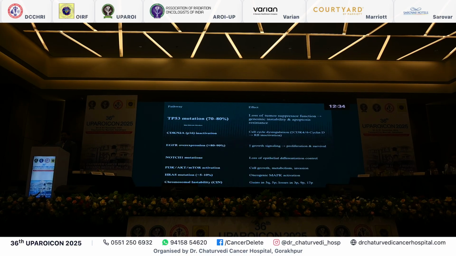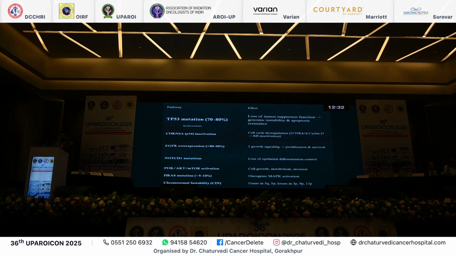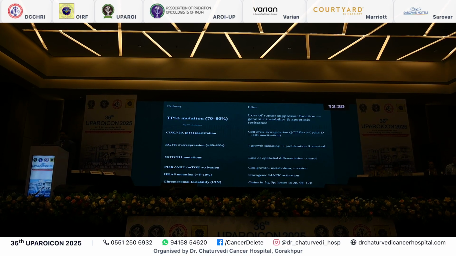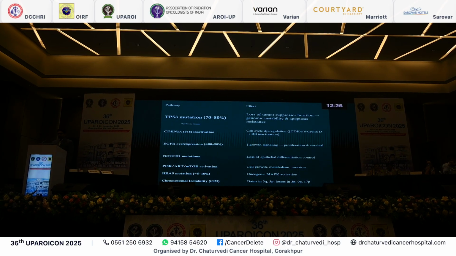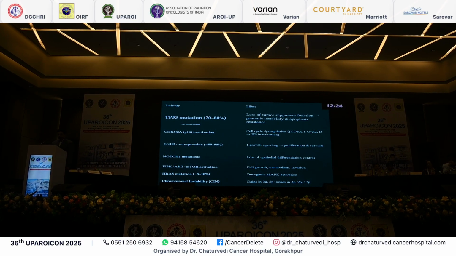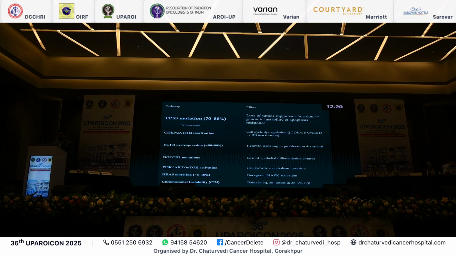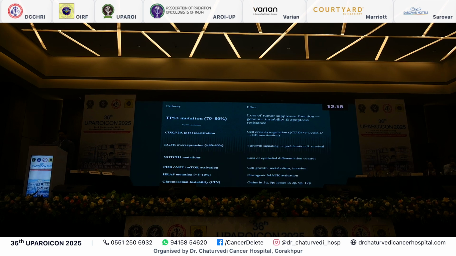NOTCH1 mutation leads to loss of epithelial differentiation control. PIK3CA mTOR activation leads to cell growth, metabolism, and invasion. HRAS mutation causes oncogenic MAPK activation and chromosomal instability.